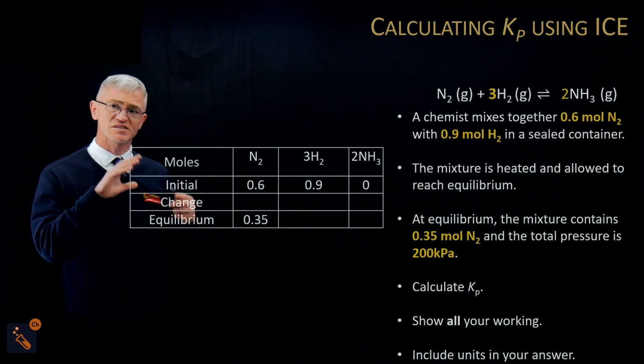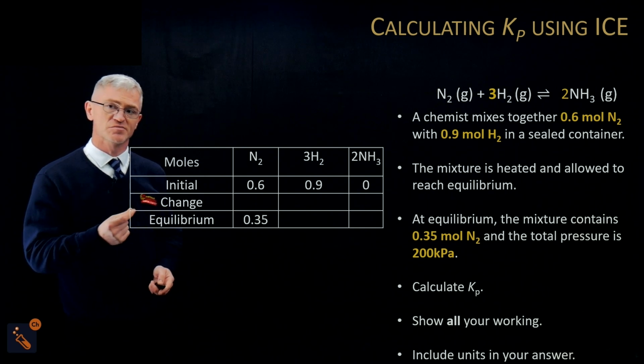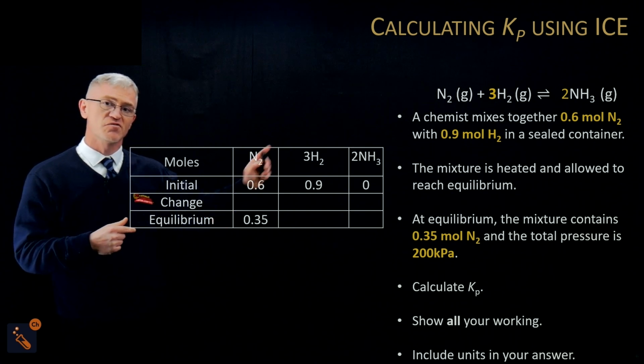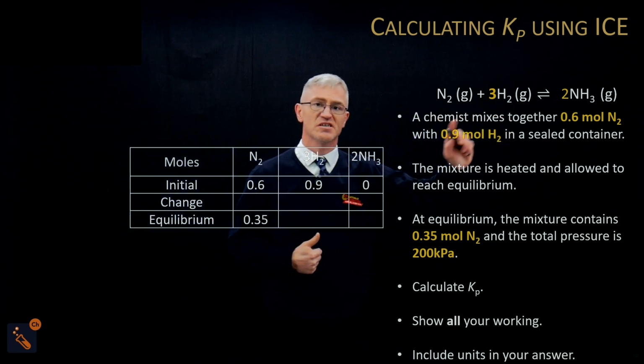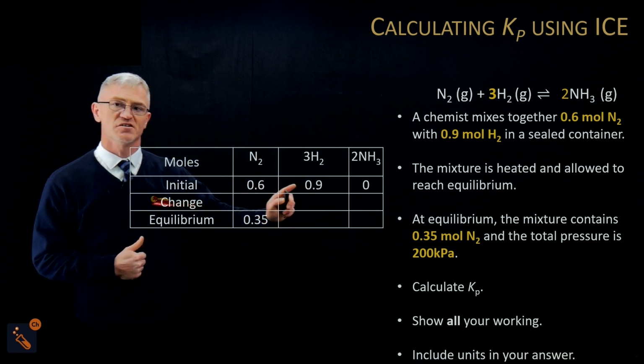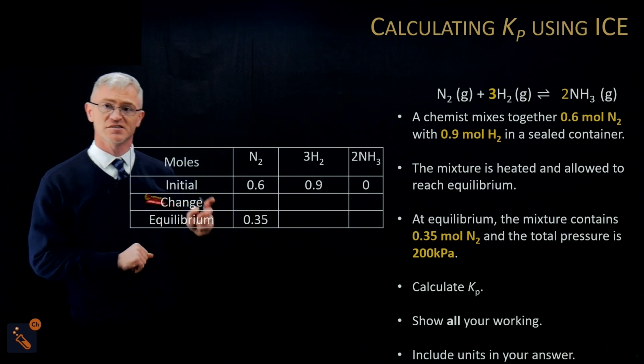And if you look here, we're setting up our ICE tables. So ICE tables: initial, change and equilibrium. So change is basically whatever is used up. So we know from here, we've got 0.6 and 0.9. So that's 0.6 of N2 and 0.9 of H2. We know at the start we have nothing of the product because it hasn't reacted yet.